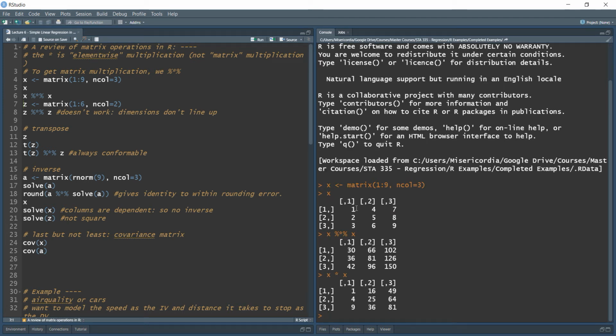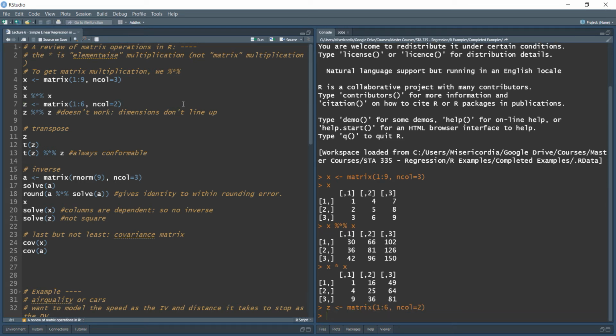So the element-wise version would be 1 squared, 2 squared, 3 squared, 4 squared, 5 squared, 6 squared, where we're just multiplying those by themselves. In this case, recall that we're taking the rows and then the columns and multiplying those together, then adding them all up in the way in which we demonstrated in the notes.